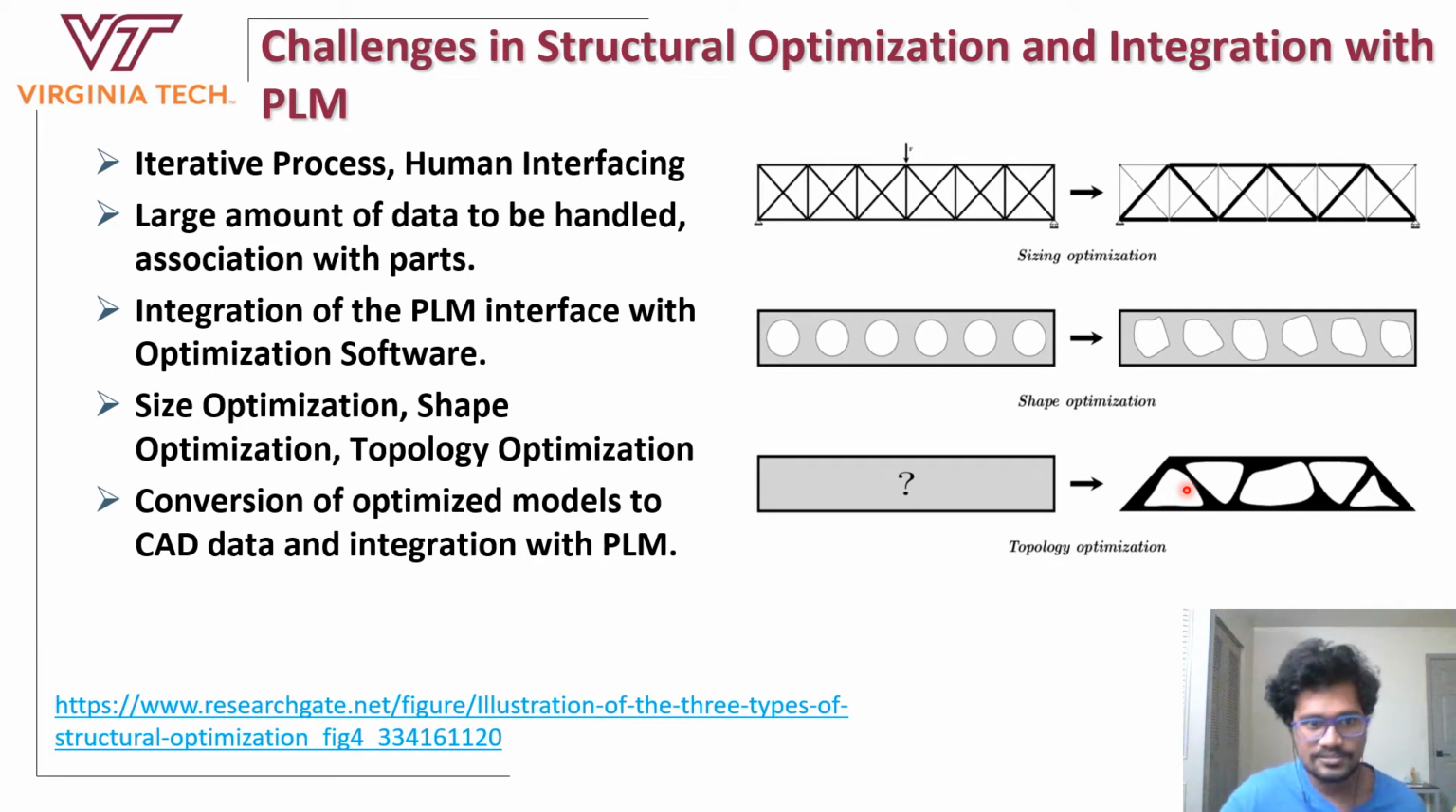The other thing to note is that the output of a structural optimization software is generally not directly suitable for engineering applications. As a result, there has to be a method in order to convert these models into PLM.